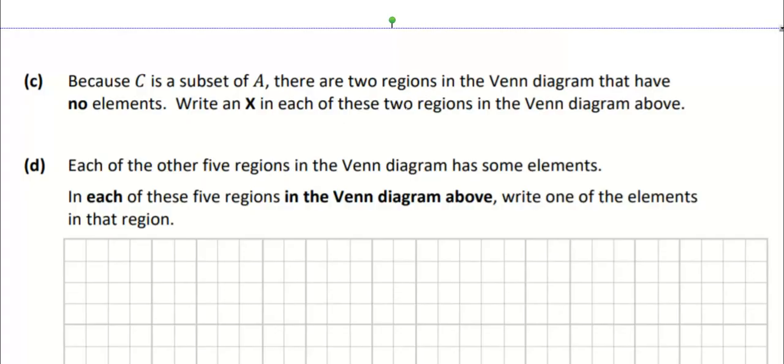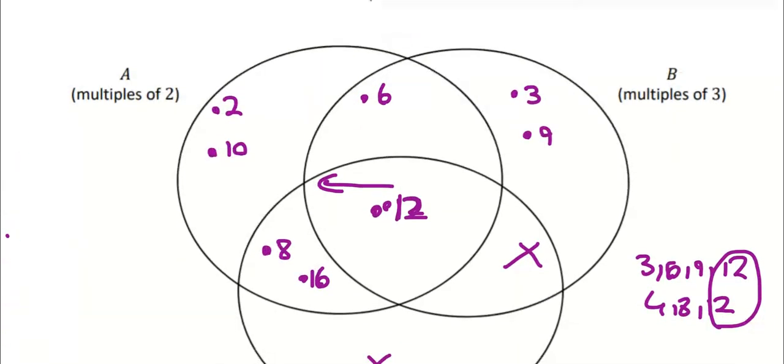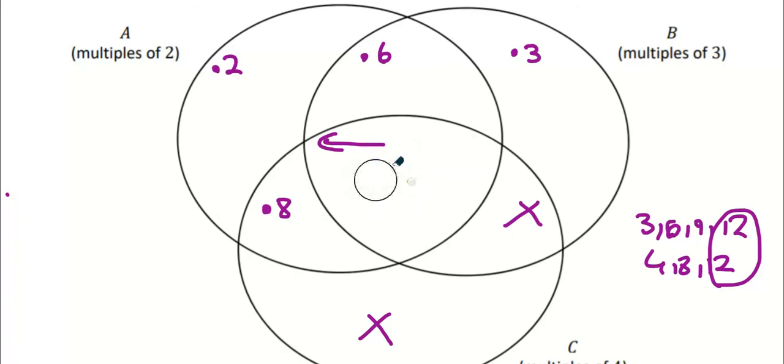Okay, next one. Each of the other 5 regions in the Venn diagram has some elements. In each case, for these 5 regions above, write one of the elements in that region. Okay, so I only need to write one example of an element in the other regions. So I currently have 2 examples, so I'll just get rid of that one, get rid of that one, and get rid of that one. And just make sure that's the number 12, and we're sorted. That's part 3 done.